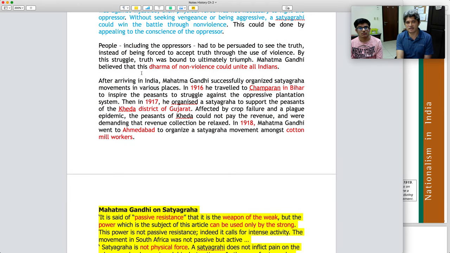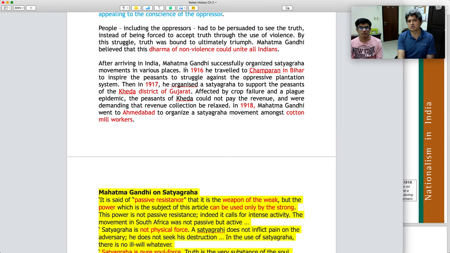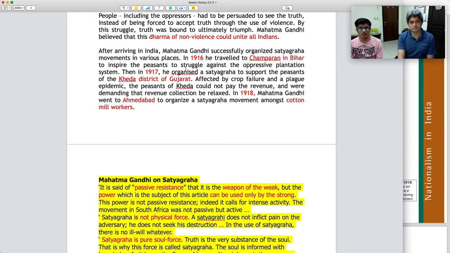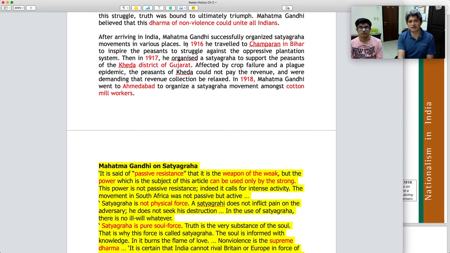And Mahatma Gandhi believed that this dharma of non-violence could unite all the Indians. What is dharma again? Religion. Yes, so he believed that this religion of non-violence, this concept of struggle, of protesting by following satyagraha, could unite all the Indians. I see. So after arriving in India, Mahatma Gandhi successfully organized satyagraha movements in various places.